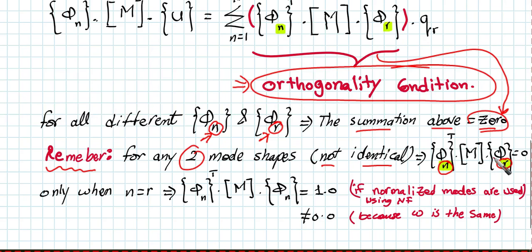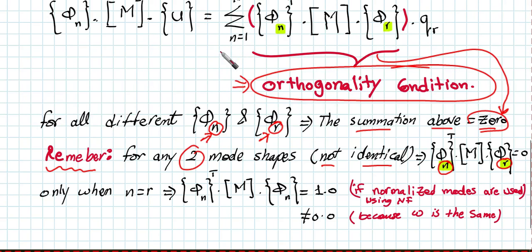Here, what do we have? Phi n transpose times mass matrix times phi r equals 0, right? This is the orthogonality condition. This summation is going to be 0 as long as n and r are different. But when n and r are the same, the summation will not equal 0.